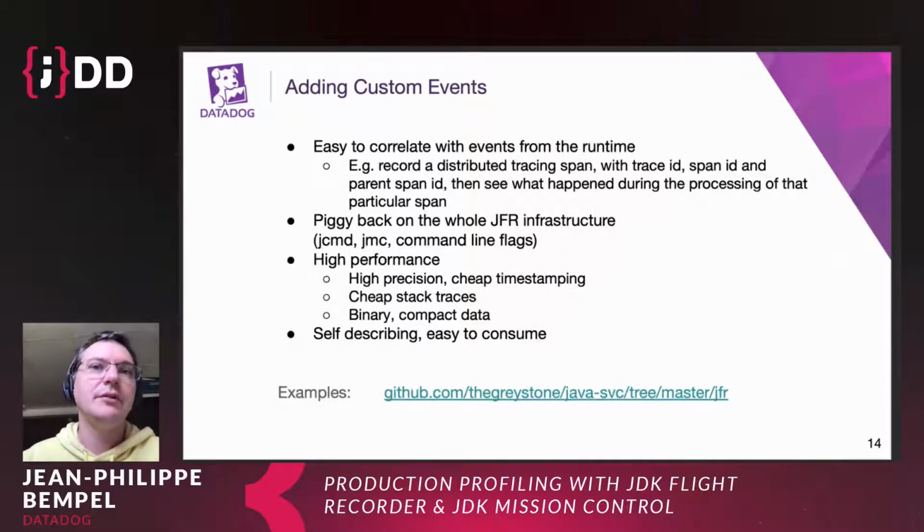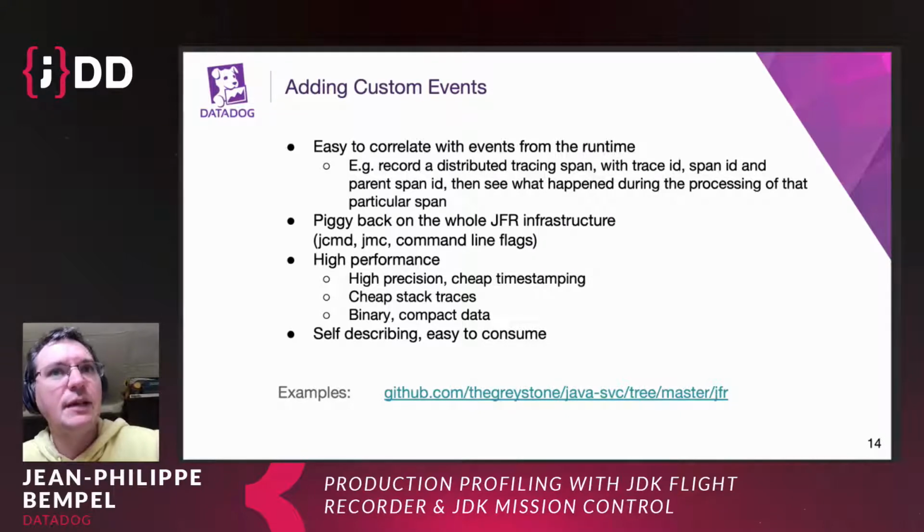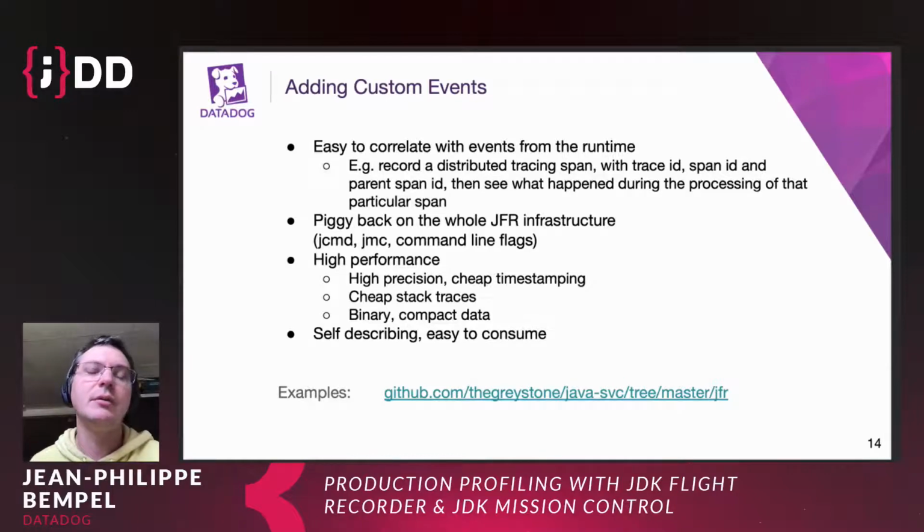You can add your own JFR event. What for? For example, in the context of distributed tracing, you can record your own event, the trace span ID, which will be recorded with the same timestamps as the other events, because it is piggybacked on the whole JFR infrastructure, which can help you correlate a long-lasting span to actual issues in a JVM or application. The event can be consumed like any other event. So you can also benefit from the JFR infrastructure for cheap timestamping, collecting stack traces without safepoints, and a compact representation.